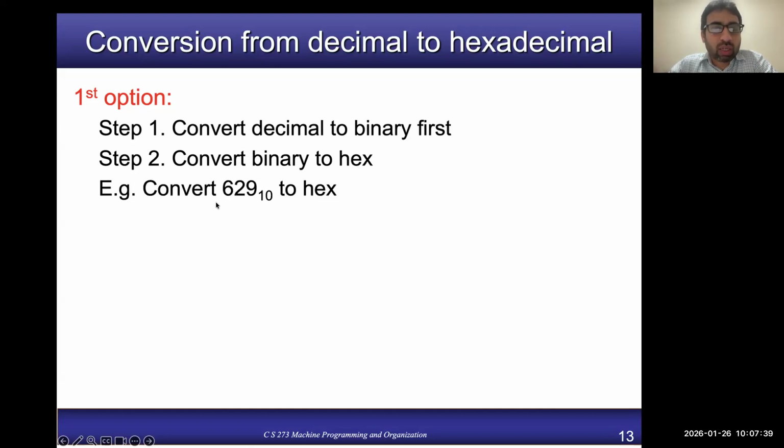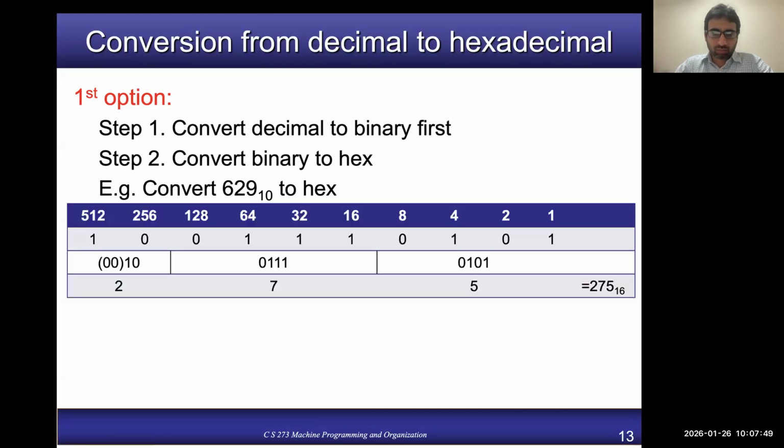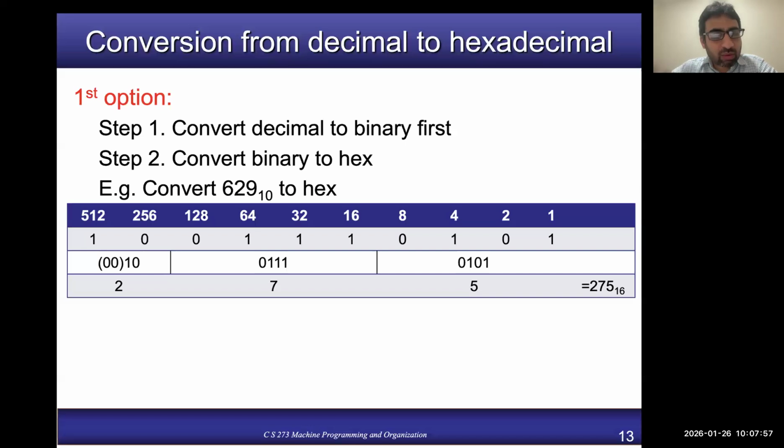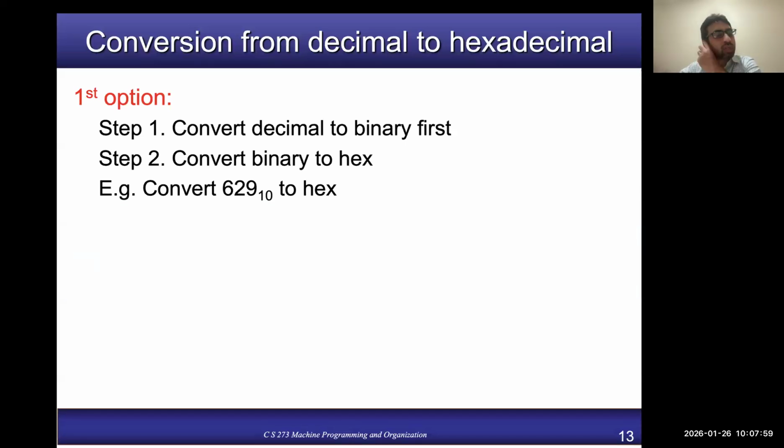So here is an example. Convert 629 to the hexadecimal form, right? So what you do, you first convert 629 to the binary form, right? So let's not look at this table because it is kind of confusing. I want every one of you to convert 629 into the binary form. Do it on your notebooks. Convert 629 to the binary form. I'm also doing the same thing.